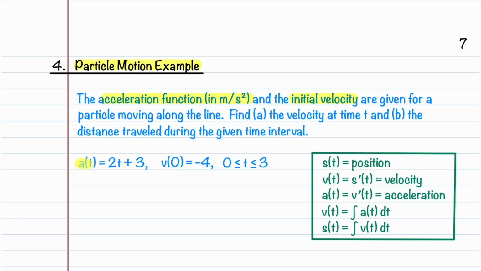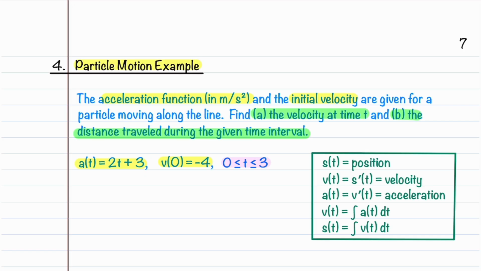Here is our acceleration. It's equal to 2t plus 3, and we're told that the initial velocity, v of 0, is equal to minus 4. We want to find the velocity at time t and the distance traveled during the given time interval, and our interval is where t is between 0 and 3.